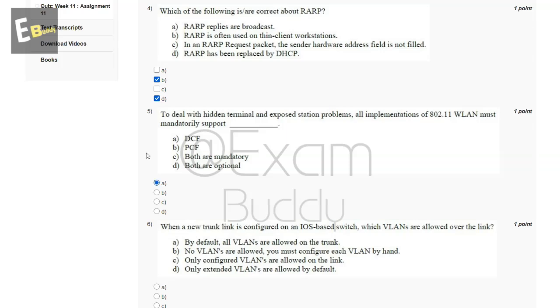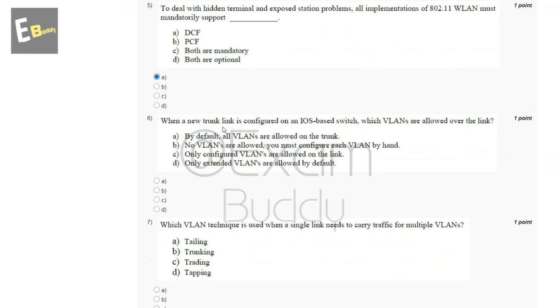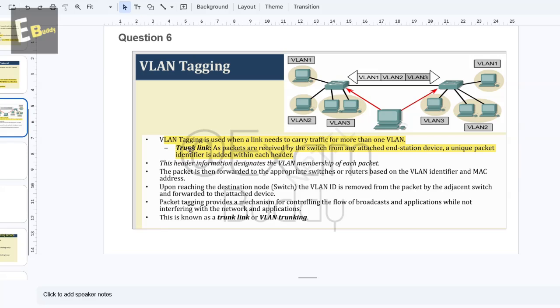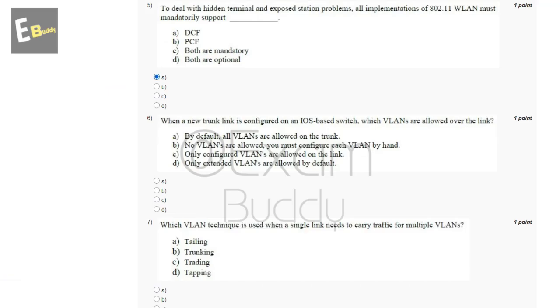And now let's go to our question number 6. When a new trunk link is configured on an IOS based switch, which VLANs are allowed over the link? So these are the options, and now let's check the explanation. So the explanation says VLAN tagging is used when a link needs to carry traffic for more than one VLAN, a trunk link. As packets are received by the switch from any attached end station device, a unique packet identifier is added within each header. So the answer of our sixth question is A. By default, all VLANs are allowed on the trunk.